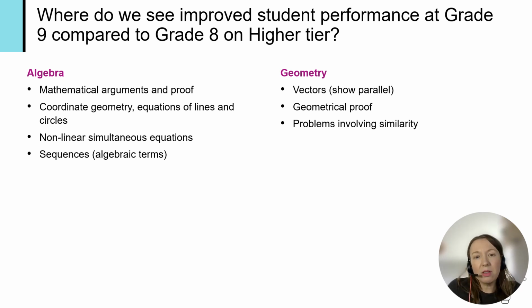So obviously mathematical arguments and proof is a key area where grade 9 will differentiate themselves. And you can see a few of those other individual topics there. These are just general themes that we saw looking at those questions with the biggest performance differences. In geometry, it's those more complex vector questions, so maybe where they have to prove that two vectors are parallel or that some points are collinear, anything that's a geometrical proof, and quite often problems involving similar shapes, similar objects. These are ones where a lot of students really struggle, and those grade 9 students can be a lot more successful.